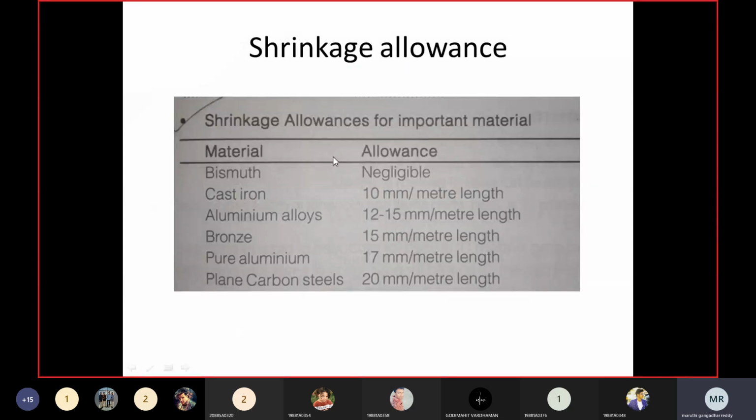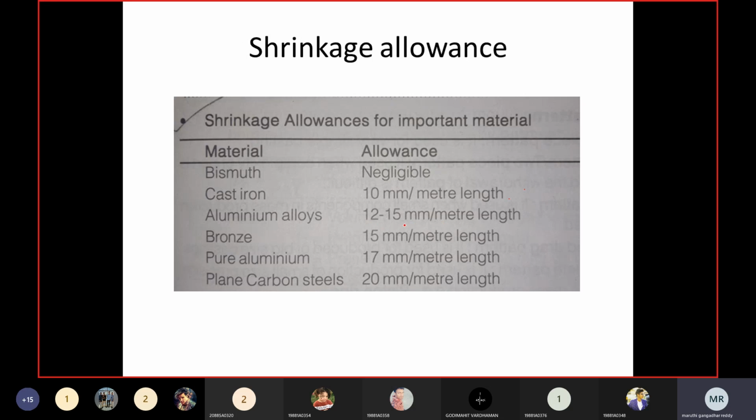Next, these are some of the materials and their shrinkage allowances. For example, if you take cast iron, here you can see cast iron is 10 mm per meter length. That means if you are preparing a casting of 1 meter length, you have to provide a shrinkage allowance of 10 mm. If you are using aluminum as a raw material for the casting, for every 1 meter length of the casting, we need to add a value of 12 to 15 mm.